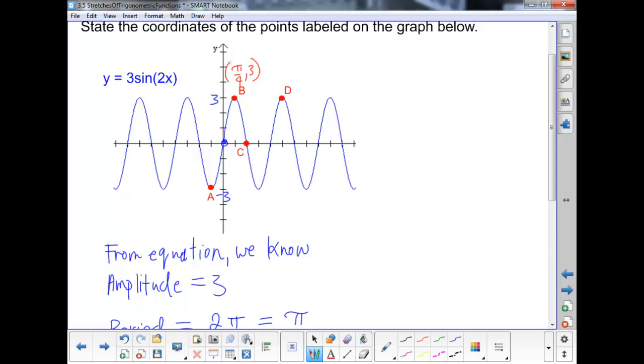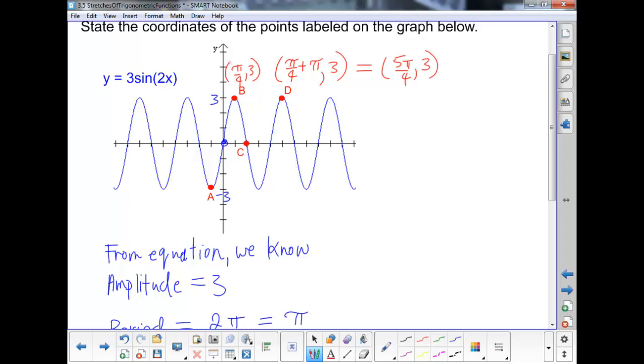Similarly, if I look at D, I know it has the same y value, but I also have to realize it is one complete cycle in front of the point at B. So for D, whatever the x-coordinate for B was, if I add one complete period, which is pi in this case, I would be at that point. Rather than leaving it as pi over 4 plus pi, pi is equivalent to 4 pi over 4, so that gives me the coordinates 5 pi over 4 and then 3 for the y value.